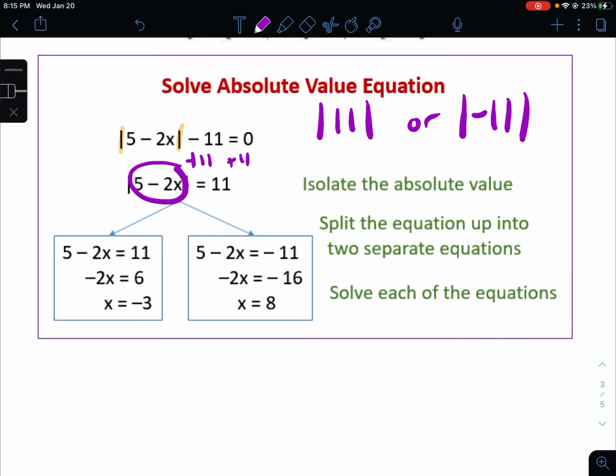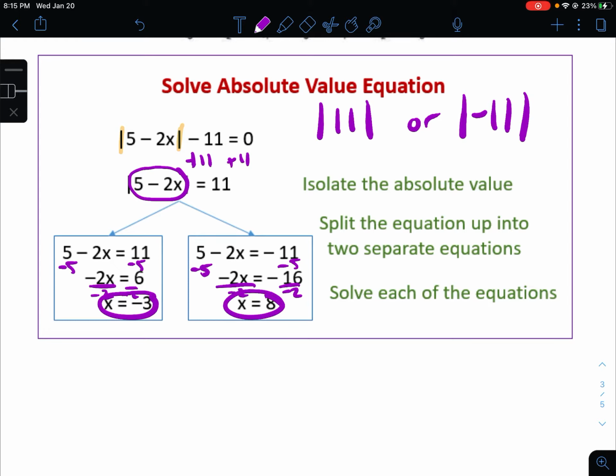You do that, and then you solve for x. You would bring the 5 over, do minus 5, and then divide by negative 2, and you end up with x equals negative 3. That's all good and dandy. Now we have to account for the idea that we might have a negative 11 in there. So we say, what if we set the inside equal to negative 11? You do the same thing, subtract 5, divide by negative 2, and you end up with 8. So for a lot of these, you're going to end up with 2 different answers.